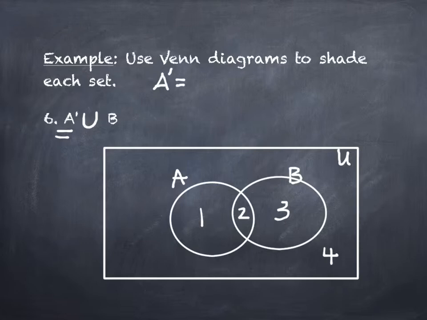1 and 2, right? They're both inside of circle A. A complement means we want to write down the numbers that are not inside of circle A. So what numbers are not inside of circle A? 3 and 4. Okay, so that's the first thing.